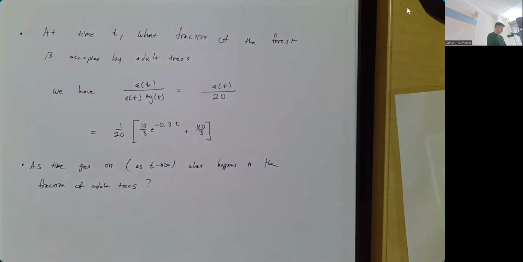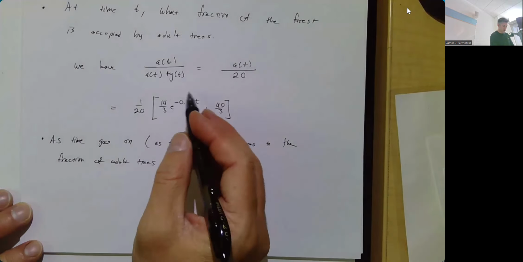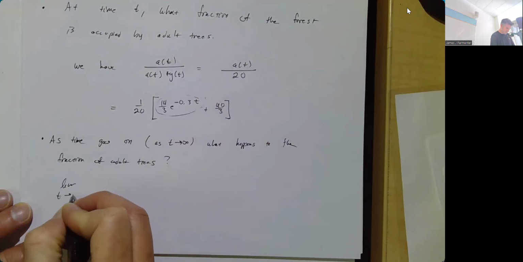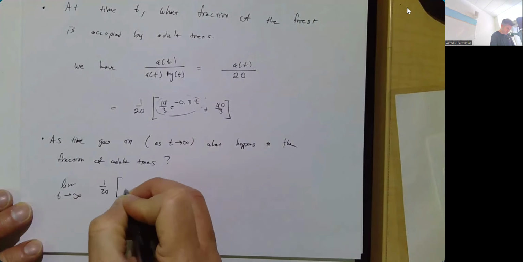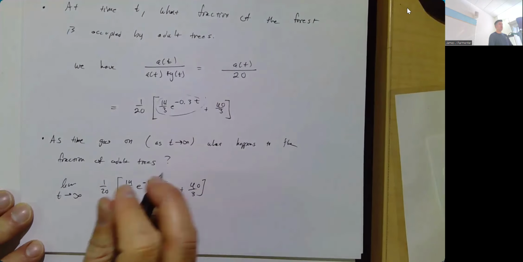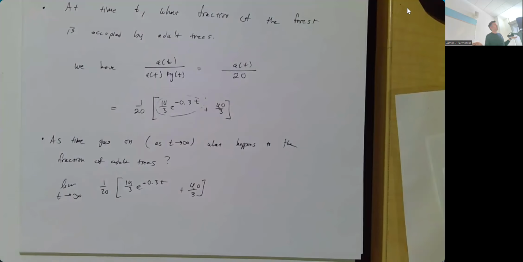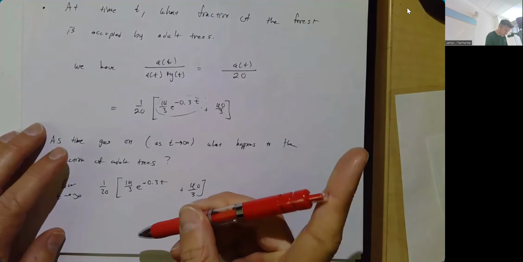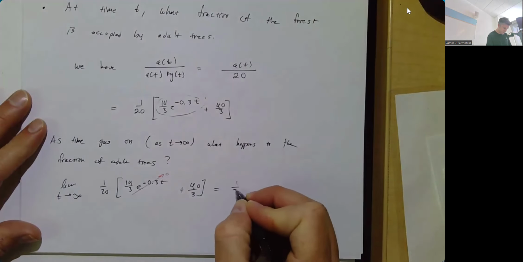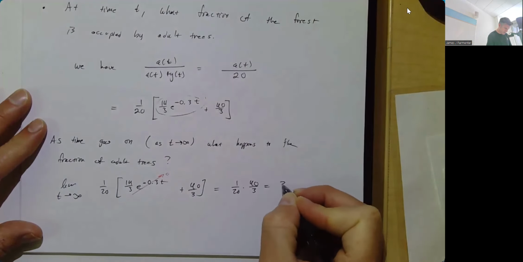Well, if we let time go on and on, what's going to happen to this part right here? What happens to e to the negative something times t? Does it go to 0 or does it go to infinity? It goes to 0, right, e to the negative infinity goes to 0. So that part goes to 0, and you're left with 1/20 of 40 thirds, which is 2/3.